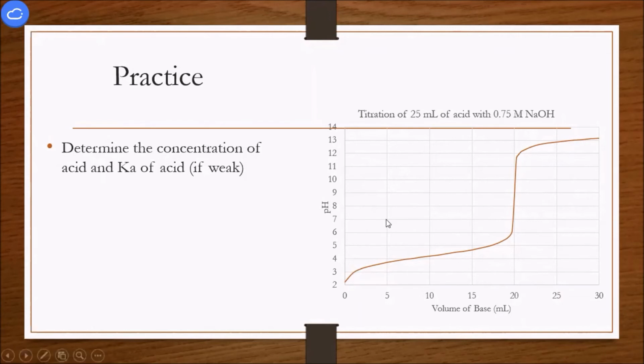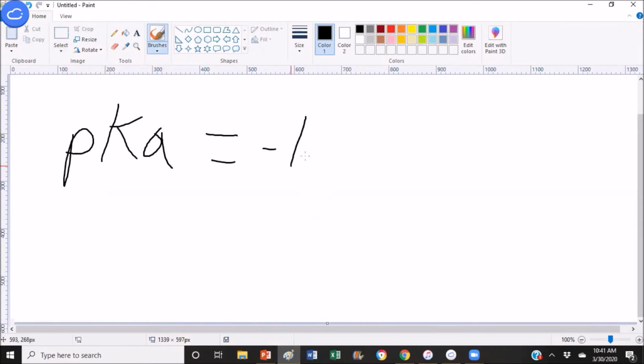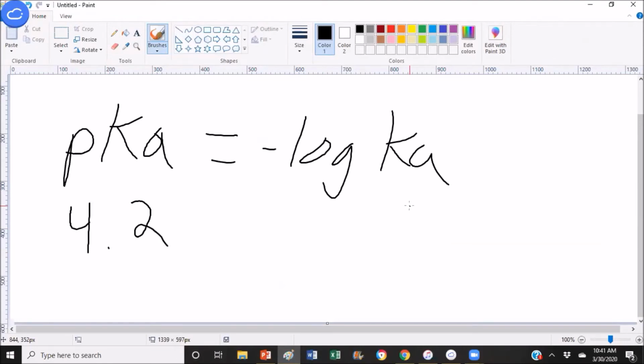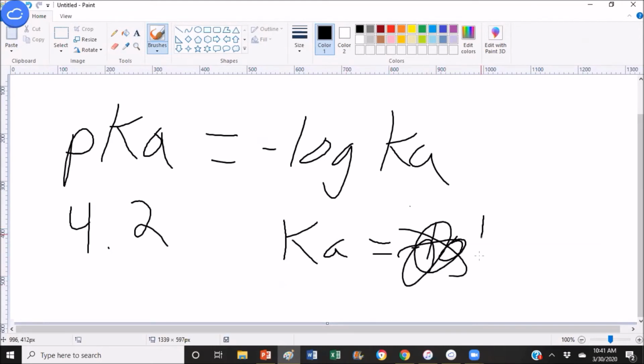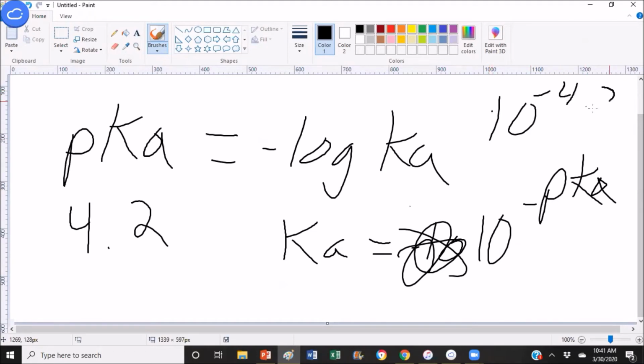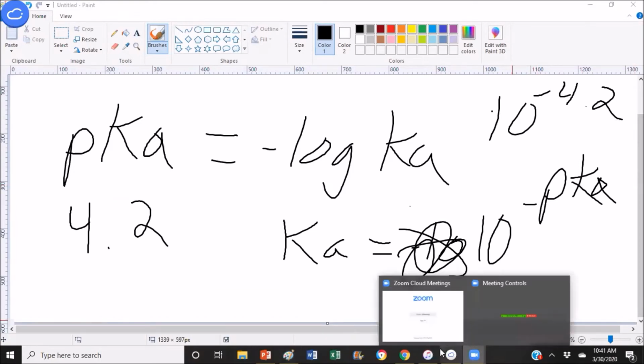The last step is, what is the Ka? I'll go ahead and pull this up on Paint. Remember, pKa is equal to the negative log of Ka. So if I say this is 4.2, how do I get Ka? Ka is equal to 10 to the negative pKa. So Ka is equal to 10 to the negative 4.2. So with that in mind, our Ka is 6.3 times 10 to the negative fifth.